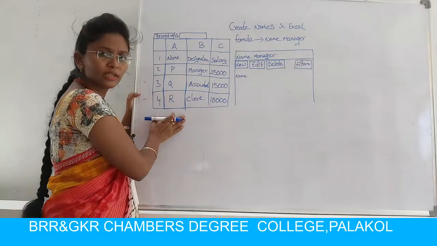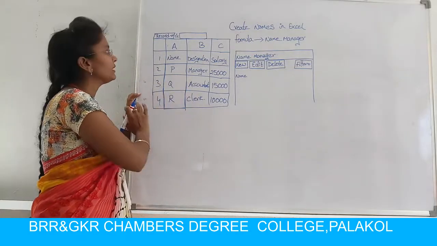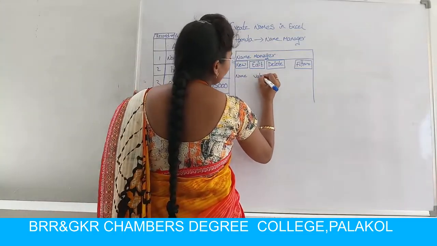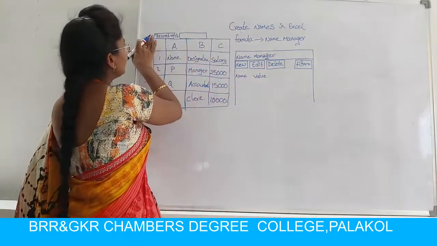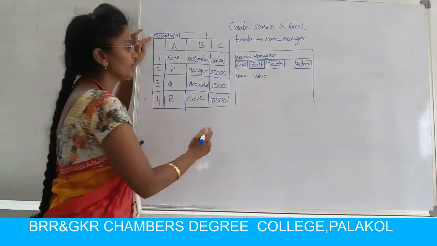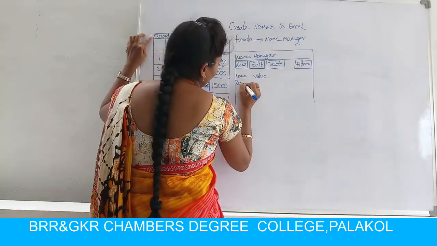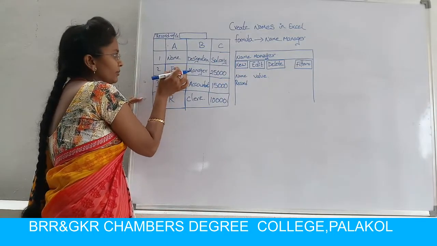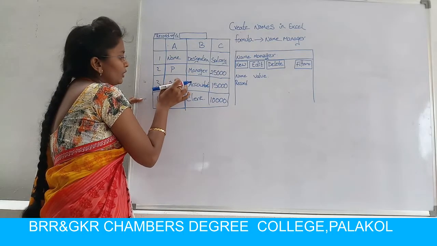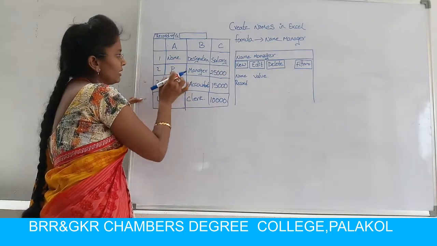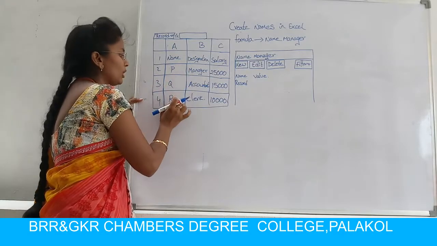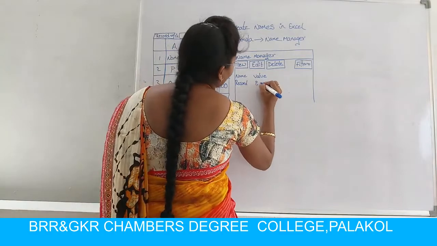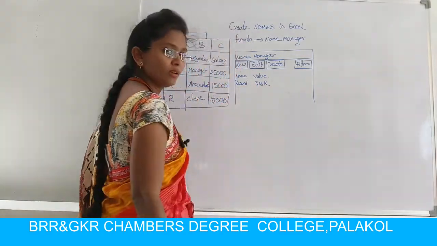By using the shortcut key, I created a name with the title record. That will be displayed in the name manager. Here the name is record, displayed here, and the values. What are the values? I selected the names P, Q, R in this column in the Excel sheet. These are the values. That means P, Q, R are the values.